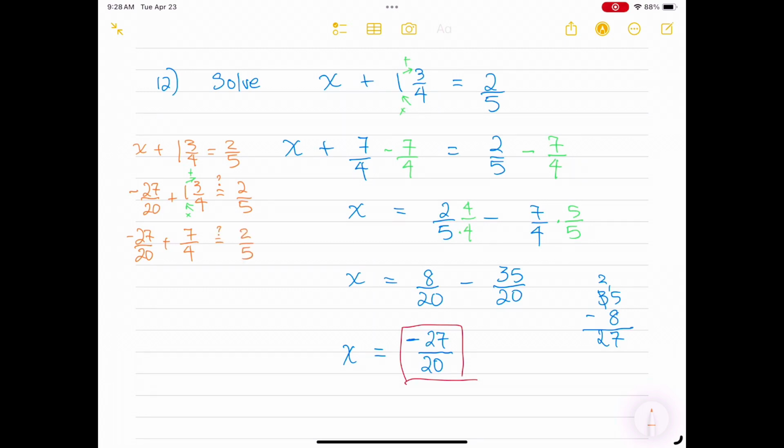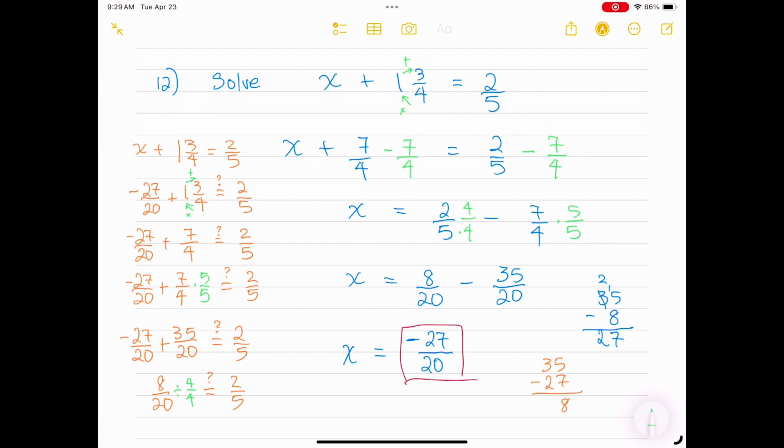So I convert 7/4 into an equivalent fraction with 20 in the denominator by multiplying the numerator and denominator by 5, which gives me the improper fraction 35 over 20. So now I have negative 27 over 20 plus 35 over 20. Does that equal 2/5? Negative 27 over 20 plus 35 over 20 will give a fraction with 20 in the denominator, and the numerator will be the result of negative 27 plus 35, which is 8.